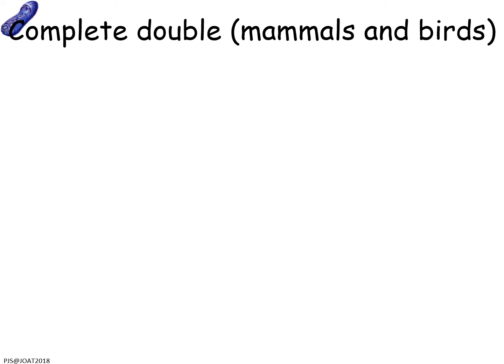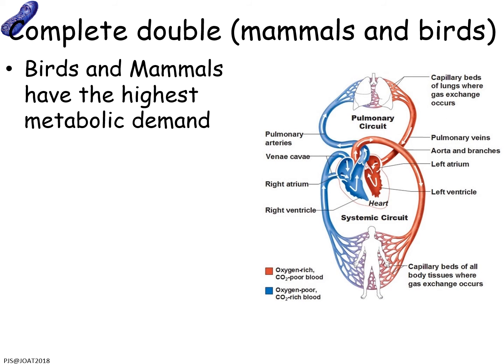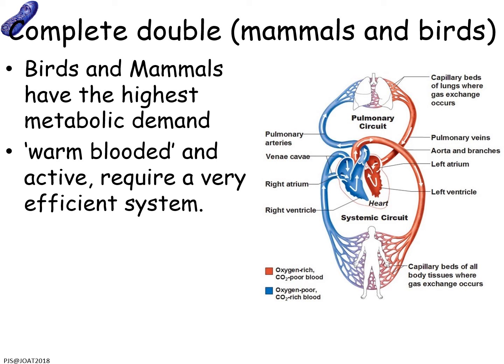And finally we get to the complete double. So the complete double we find in mammals and birds. It is the most complicated because there is the highest metabolic demand. And the metabolic demand is because, well, one, temperature. We would consider the kind of old school version of this would be warm-blooded rather than cold-blooded. And by warm-blooded, what we actually mean is that we maintain our internal temperature regardless of the external temperature.